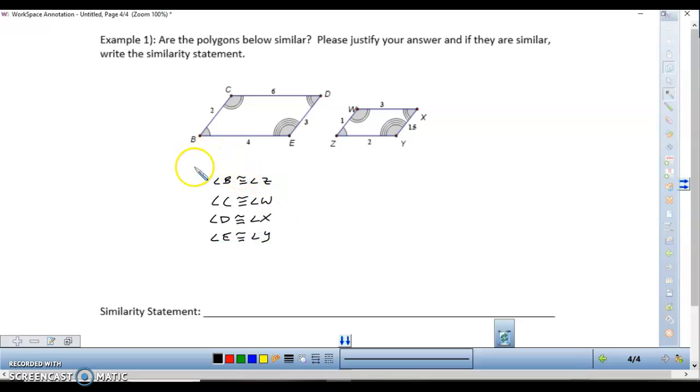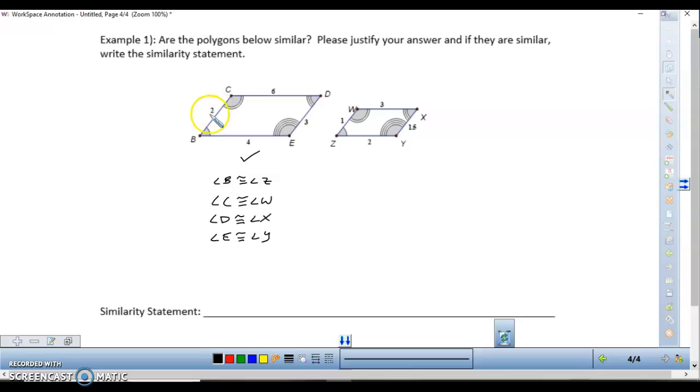This part right here is the first part of that definition. The first part of the definition is that you have to have corresponding angles being congruent, and we've established that that is true. Every single angle in this polygon has a corresponding angle over here that is congruent to it. The second part of the definition is to ensure that the side lengths are proportional. And when you're doing that, just be really careful you're matching up the corresponding sides.